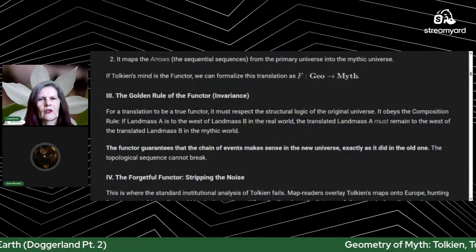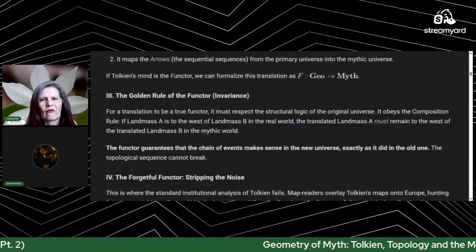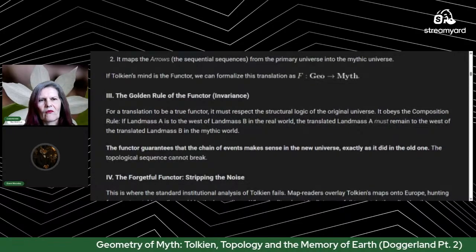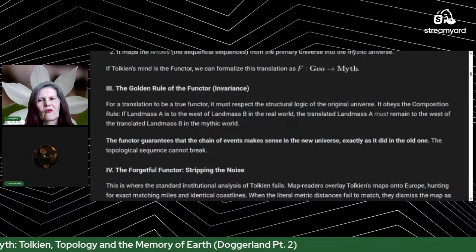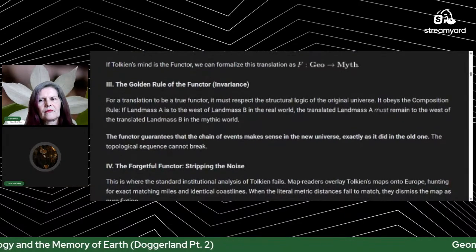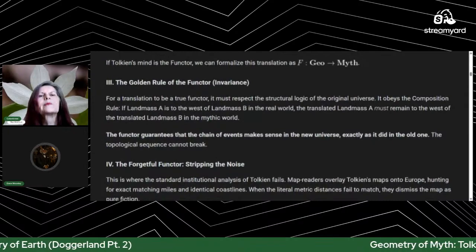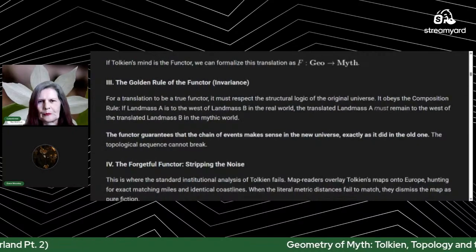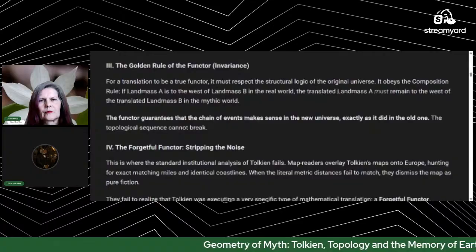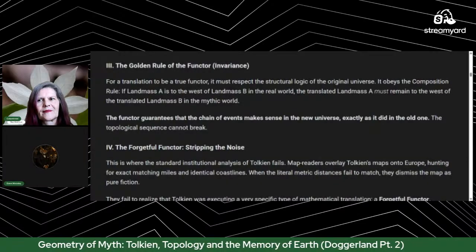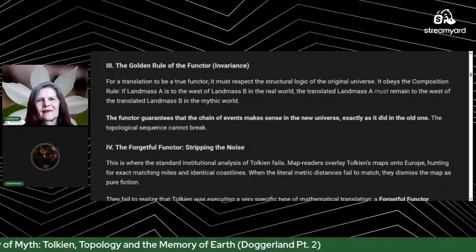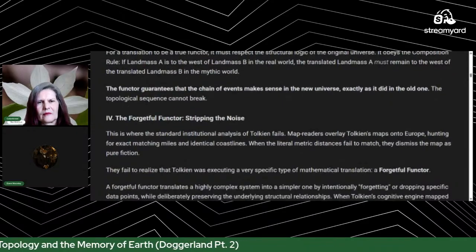For a translation to be a true functor, it must respect the structural logic of the original universe. It obeys the composition rule. If landmass A is to the west of landmass B in the real world, the translated landmass A must remain to the west of the translated landmass B in the mythic world. The functor guarantees that the chain of events makes sense in the new universe exactly as it did in the old one. The topological sequence cannot break.